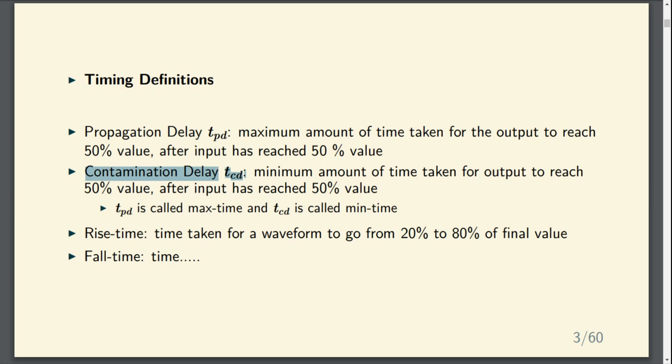Before it, it is pure, that is, it is at a perfect value. After this, it is not at a perfect value anymore. So this is a new timing definition, which is also called the contamination delay.